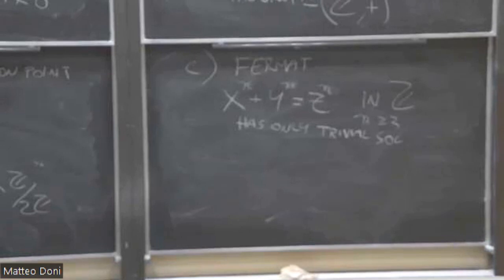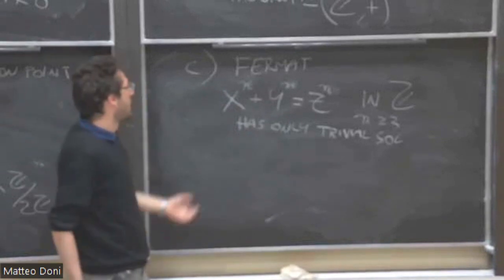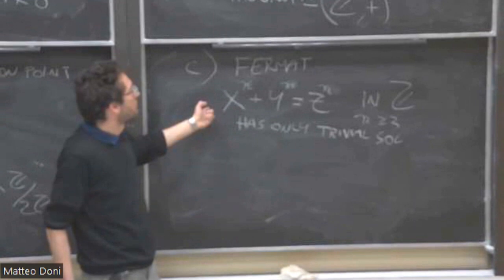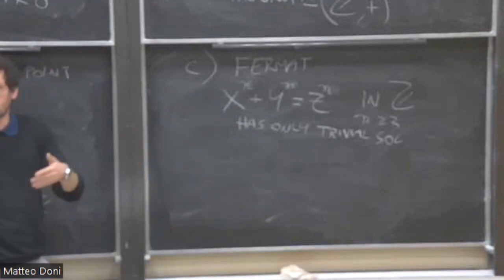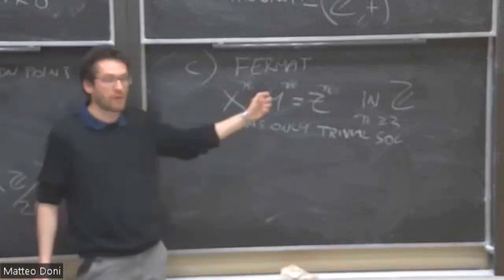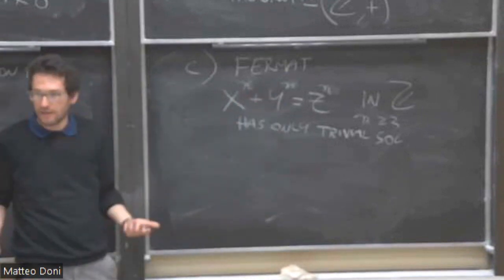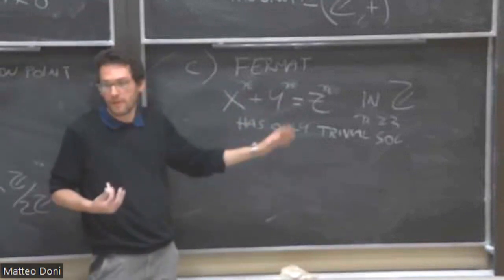Okay, so this is the classical statement of Fermat's theorem, and a first reason why this is interesting is that it's a clearly different behavior from the Pythagorean theorem we have seen before. With n equal to 2, you get infinitely many solutions very easily. You raise the exponent, and already this is not true.